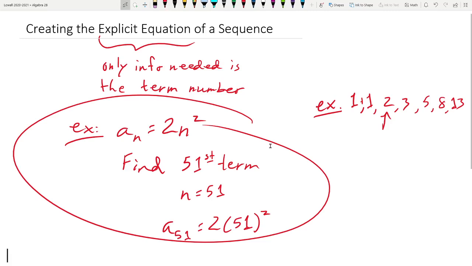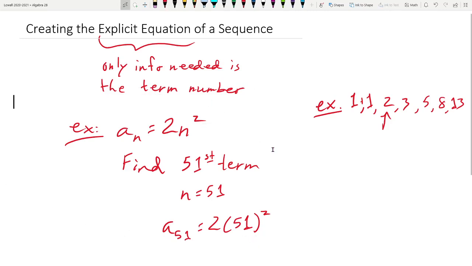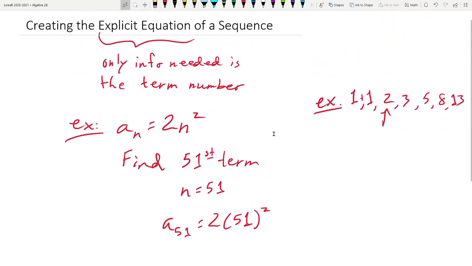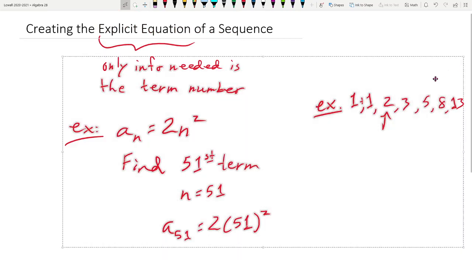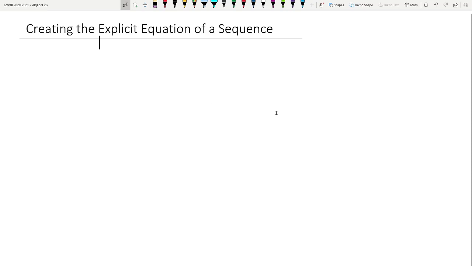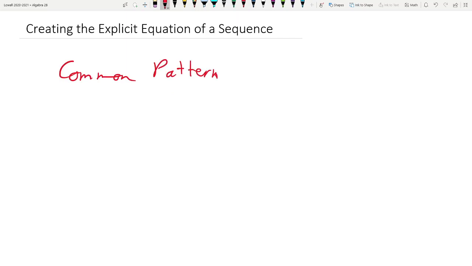Okay, so what I want to do now is just talk about some common patterns that you'll see. So I'll just scroll down here. Actually, let's just clear this. Okay, so I want to just talk about some common patterns, I guess we could say. And a couple of common patterns that you already know how to create an equation for based on previous math courses are linear or exponential growth.